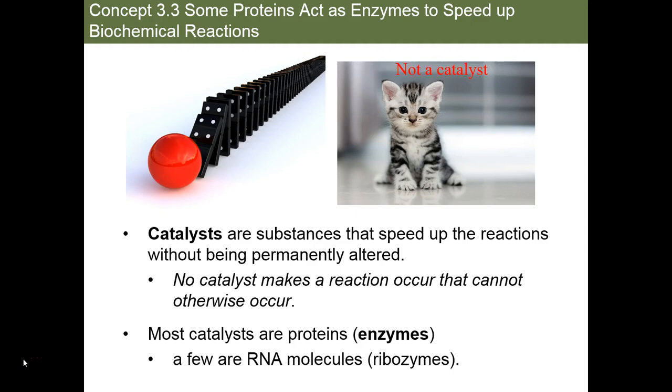Most catalysts are proteins. They're also more commonly referred to as enzymes. There are a few RNA molecules that work as catalysts as well. These are called ribozymes.